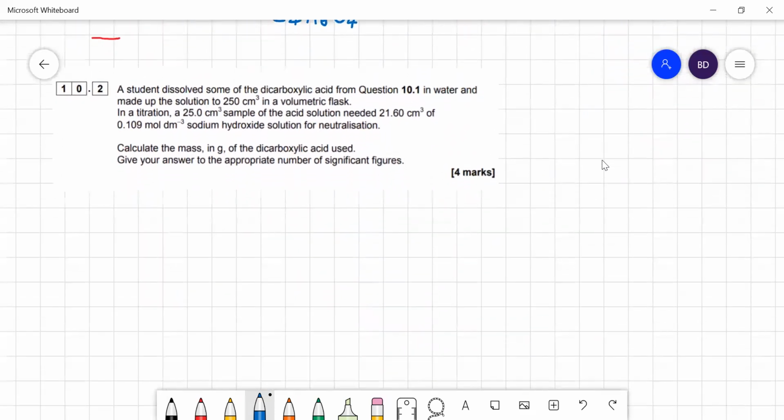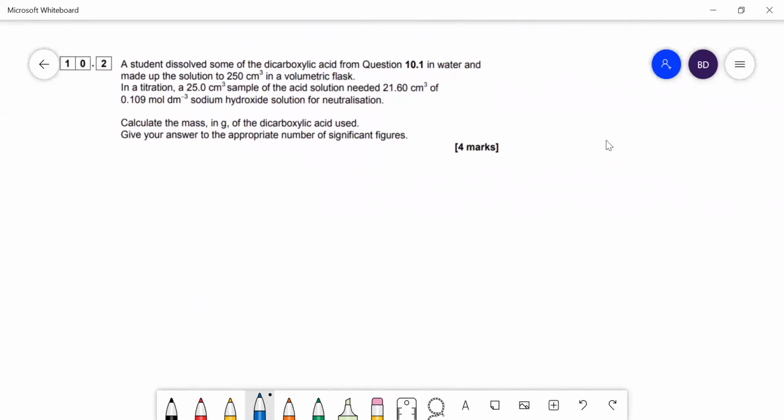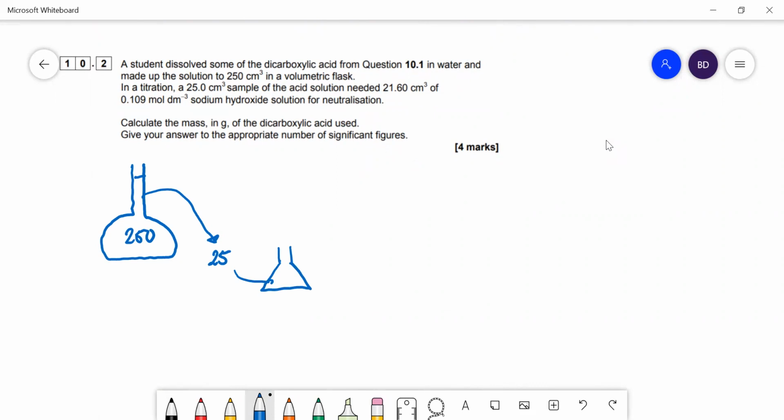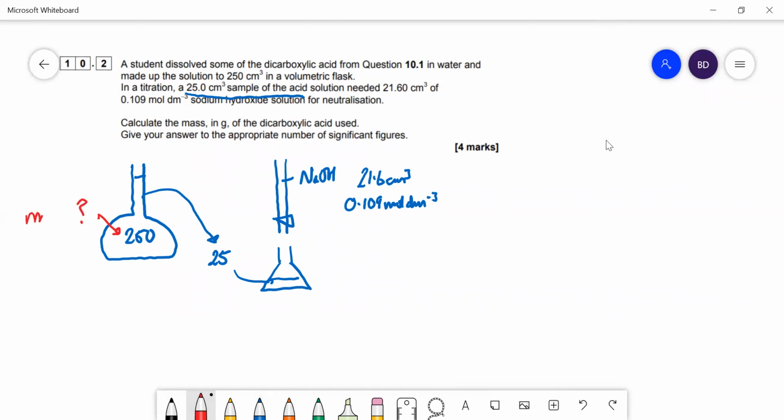Now we have a titration question here. A student dissolves some of the carboxylic acid in water made up to 250. So here is our 250 volumetric flask. We're going to take 25 of that out, and that's going into the conical flask. And then we're going to titrate against NaOH. We need 21.6 centimeters cubed of NaOH of 0.109 mole per decimeter cubed. What we're going to do is calculate the mass of the acid that we put in there. What mass have we put in the flask?